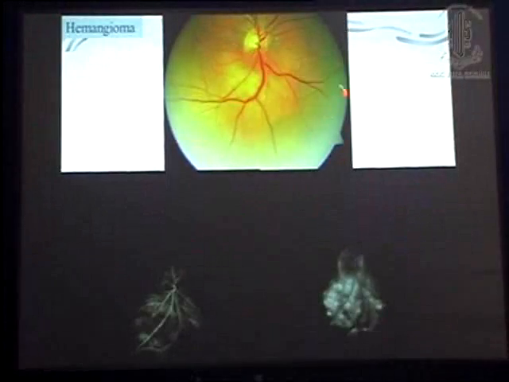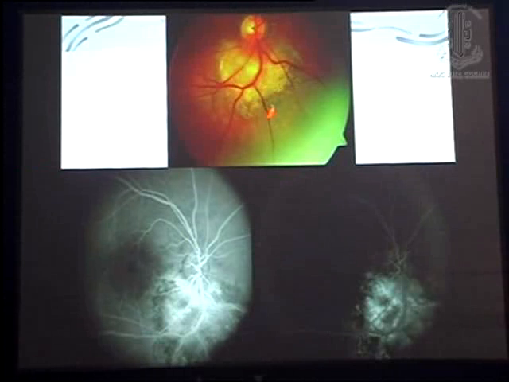FA may also be useful to study some of the tumors, like this patient has a swelling here just near the optic nerve, and this is the pattern on FA. And we did a combination of TTT plus focal laser, which showed the resolution here.